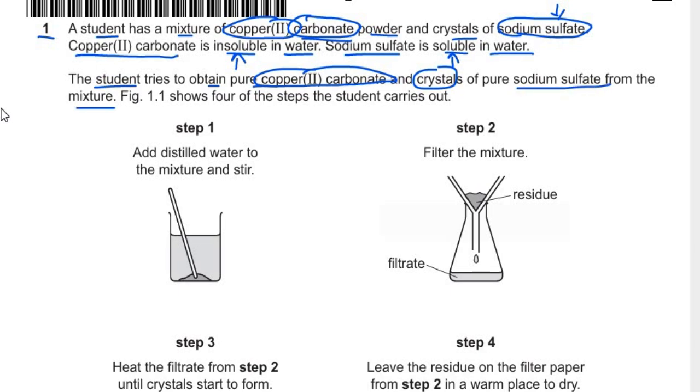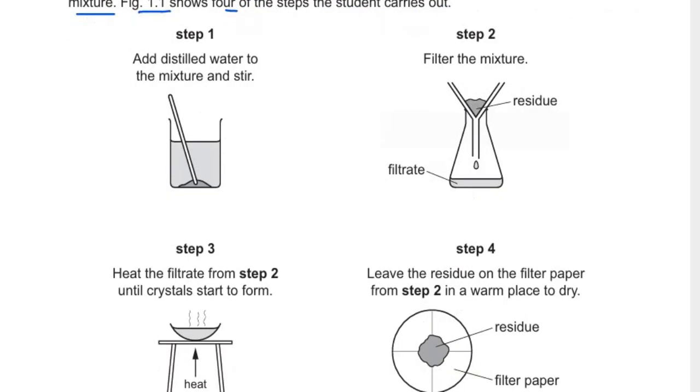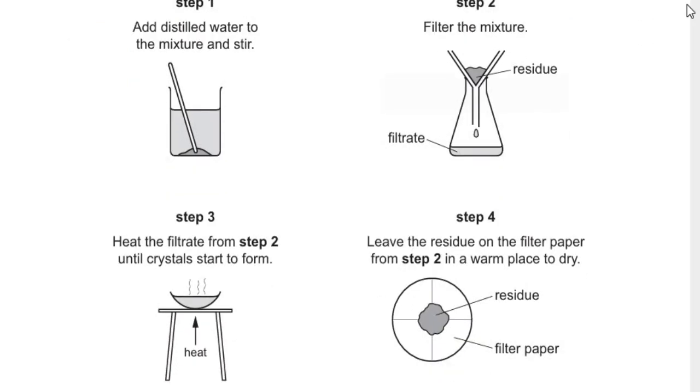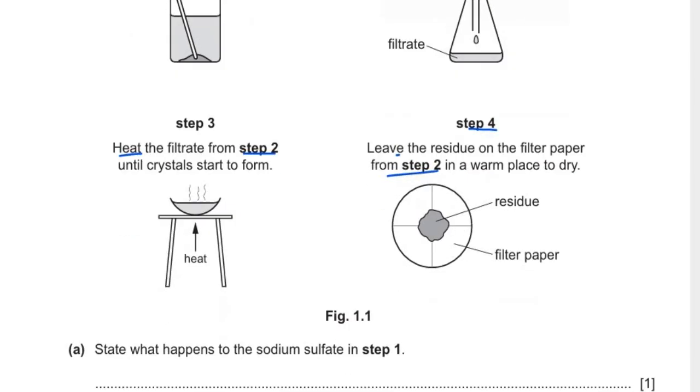Figure 1.1 shows 4 of the steps that the student carries out, and here are the steps. Step 1 is adding distilled water and stirring. Step 2, filter the mixture. Step 3 is heat the filtrate from step 2, and step 4 is leave the residue in the filter paper from step 2 in a warm dry place.